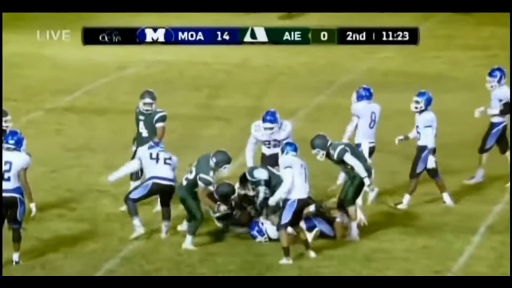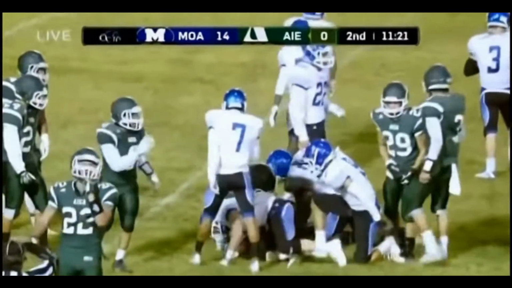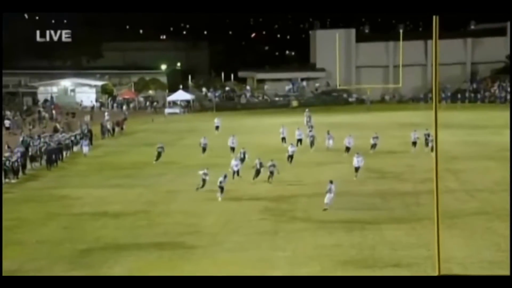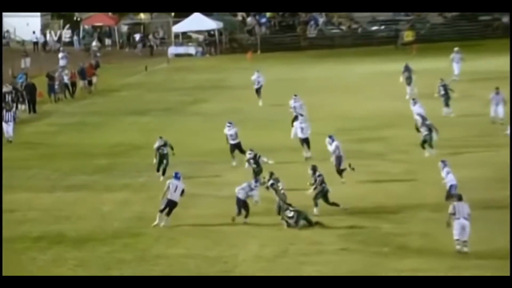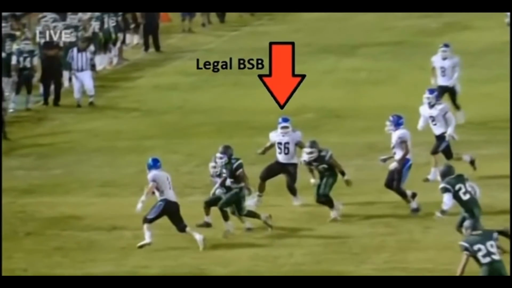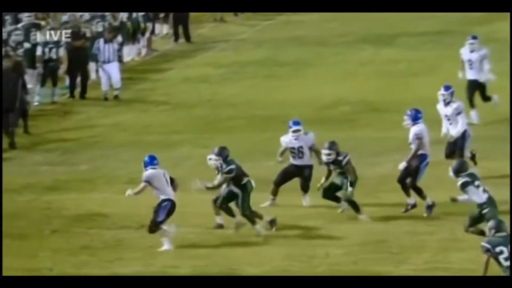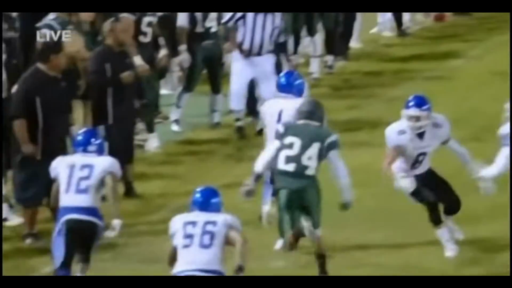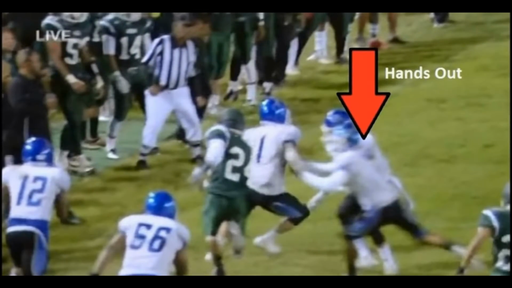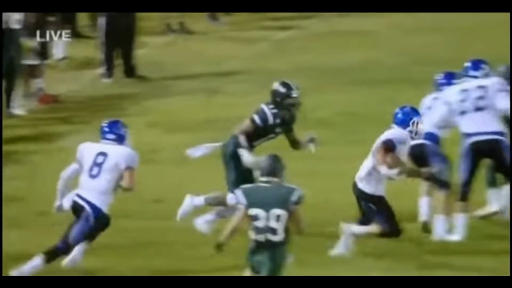And we're going to take a look at it from the end zone. I'm going to stop frame it so you can see the approach angles. So here's the first legal block. Watch the hands. Here's the second. You can see both these blocks are forceful. They put the defenders on the ground. They're effective in springing the runner for a long gain.